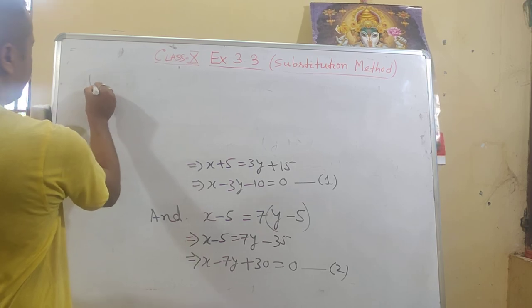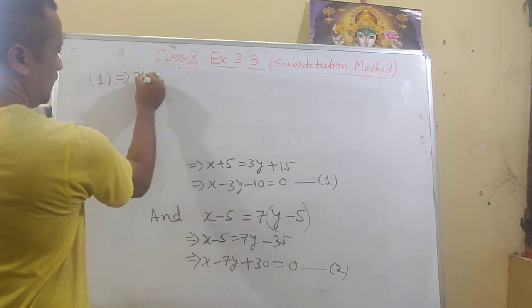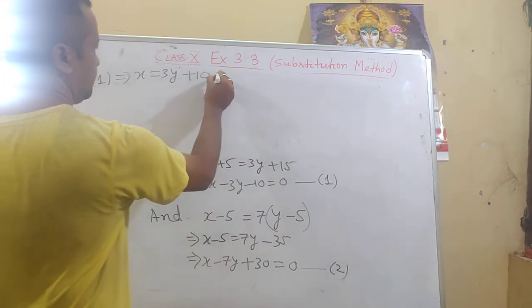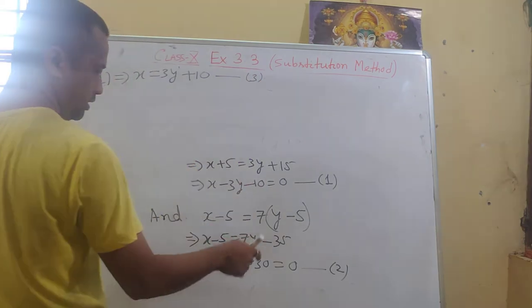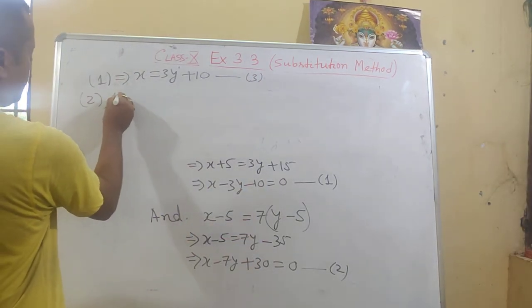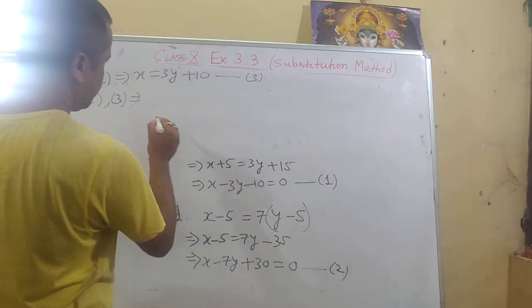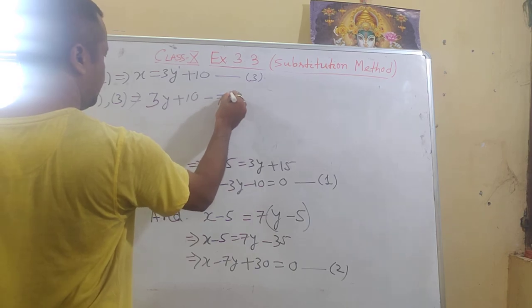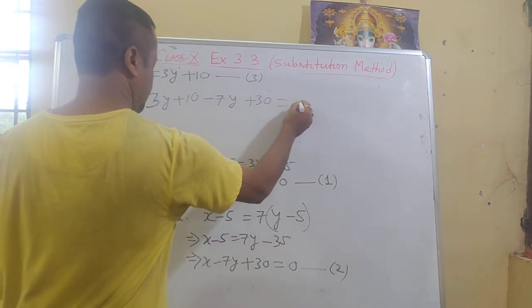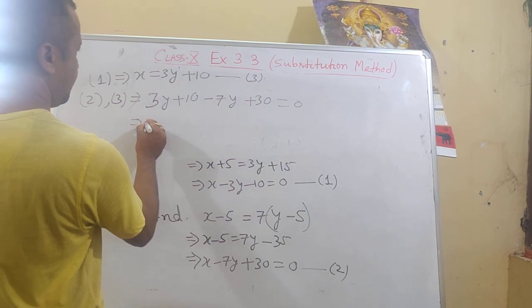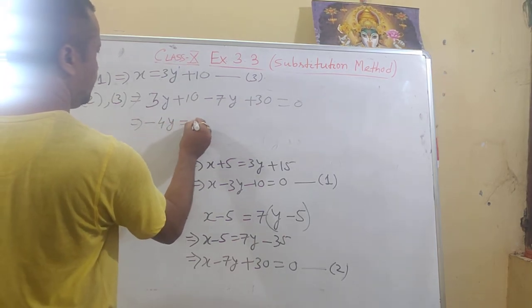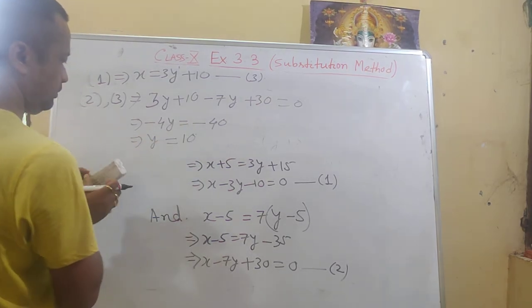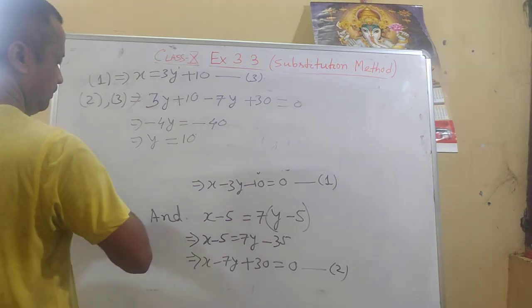Now, from 1, x is equal to 3y plus 10. It is equation number 3. Now, from 2 and 3, x is 3y plus 10, so (3y plus 10) minus 7y plus 30 is equal to 0. This implies minus 4y plus 40 equals 0, so on the opposite side minus 40. So y is equal to 10.